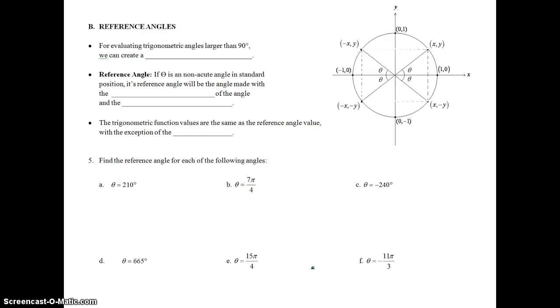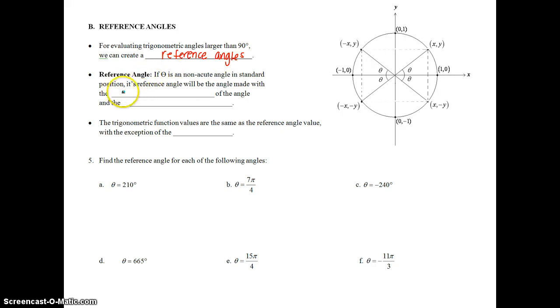So now let's look at reference angles. Reference angles are one of the most important tools that we have in the unit circle. Reference angles are angles that we create for any angles that are larger than 90 degrees. In other words, any angle that I can't draw into a triangle. Reference angles are angles that are created for non-acute angles. So again, angles I cannot draw into a triangle.